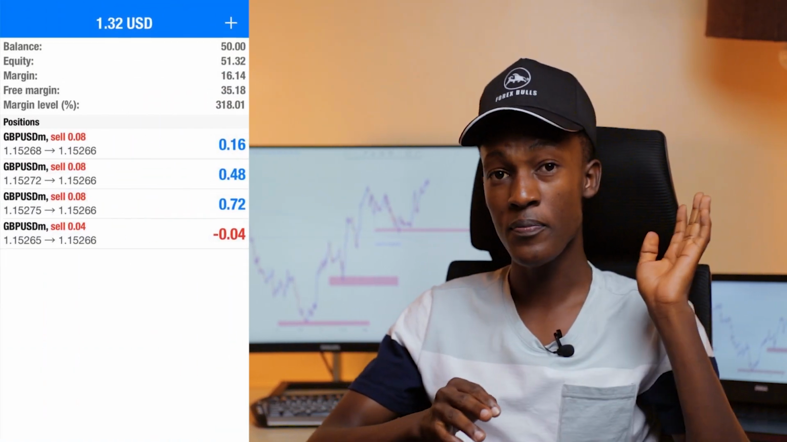Just like you can see in this screenshot, I only deposited $50, and the first trade that I took was GBP/USD. It hit take profit, and boom, I was actually asleep because I had to let these trades run overnight.